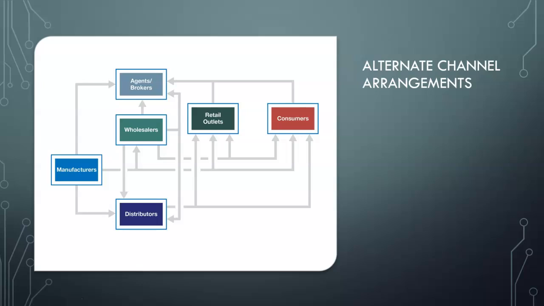These are the alternate business channel arrangements. So it's all zigzag, but you can do any of these types. You can either use the manufacturers to the agents, to the distributors, or the consumers to the agents. Anyway.